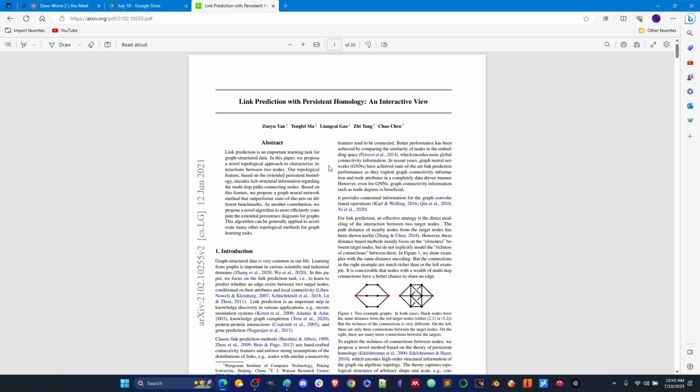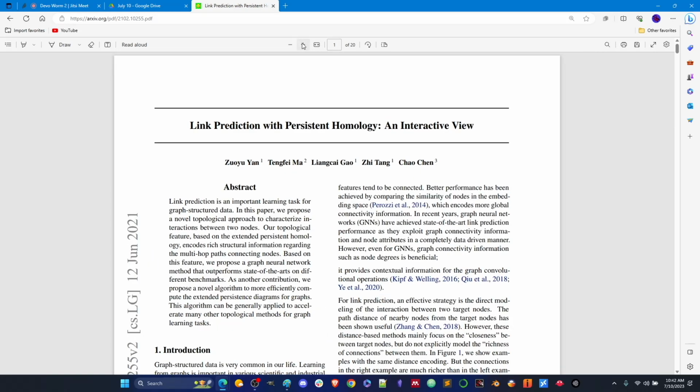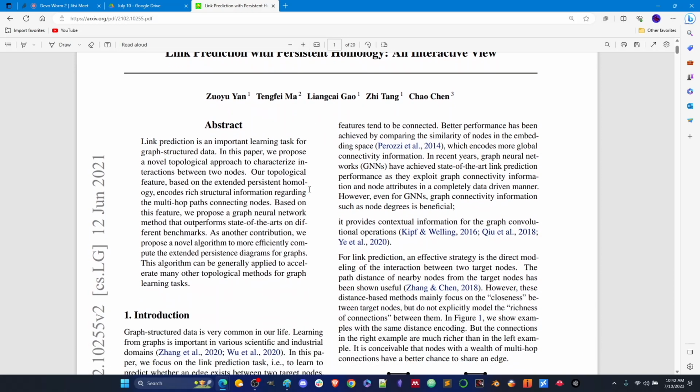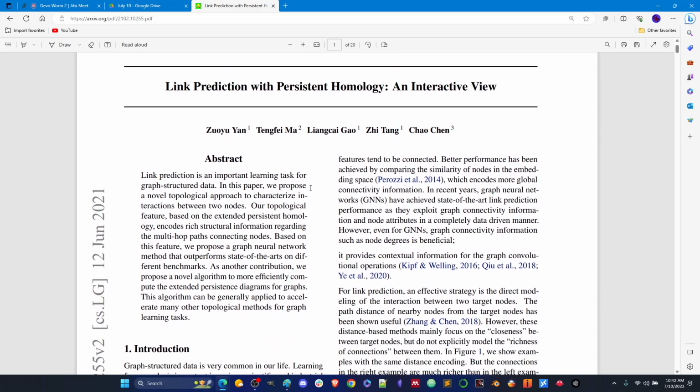This is kind of moving from that microscopy and segmenting things and finding features to building nodes and then links. And actually, at that point, you need to predict your links, and you can use persistent homology to predict links. So this is what this paper is about. Again, you have this underlying graph structure of the data, and you're trying to predict the links. Link prediction is an important learning task for graph structured data. So this is an interesting approach.